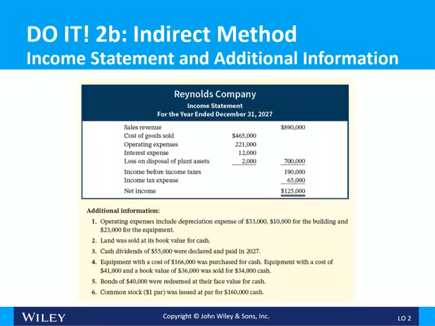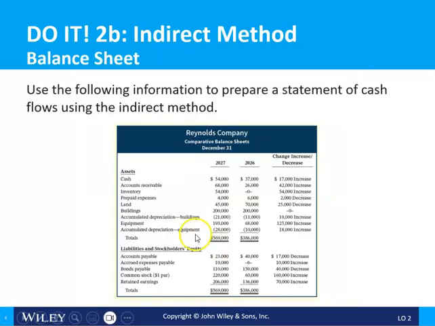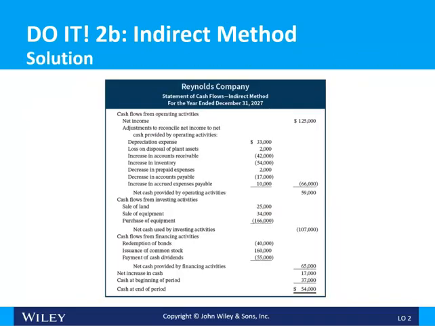And if we go back to the comparative balance sheet, we see that $54,000 here. So we've accounted for our increases and decreases, our inflows and outflows correctly, and we balance back to the balance sheet.